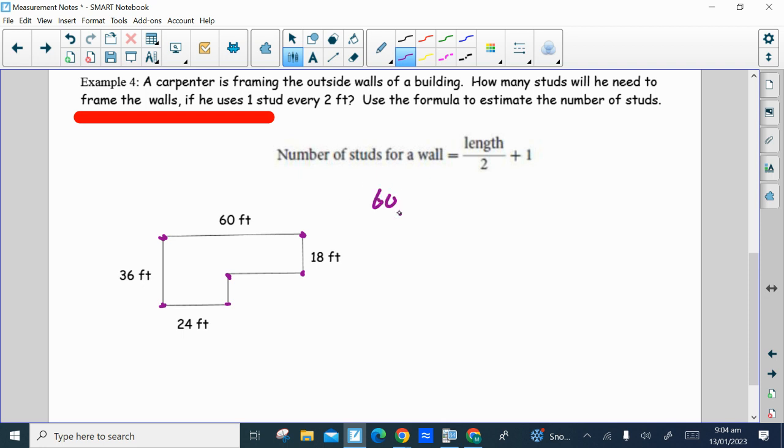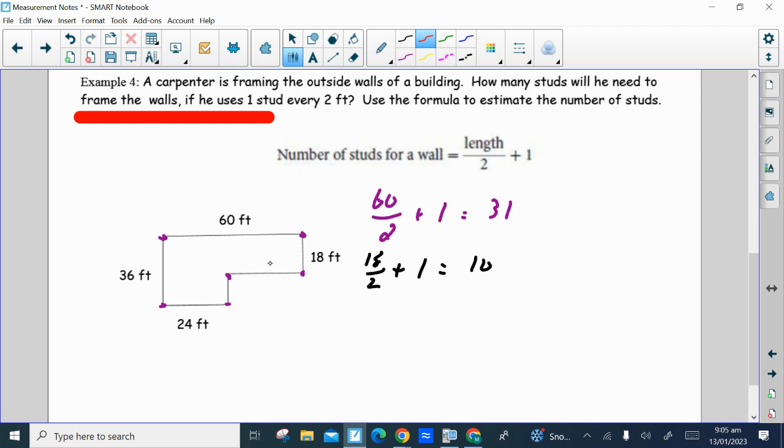Let's start at the top and work our way around. That top wall is 60 feet long, so it's 60 divided by 2 plus 1. 60 divided by 2 is 30, plus 1 is 31. So you need 31 studs for that wall. 31 of those vertical 2x4s. The next wall, 18 feet. Divided by 2 is 9, plus 1 is 10.